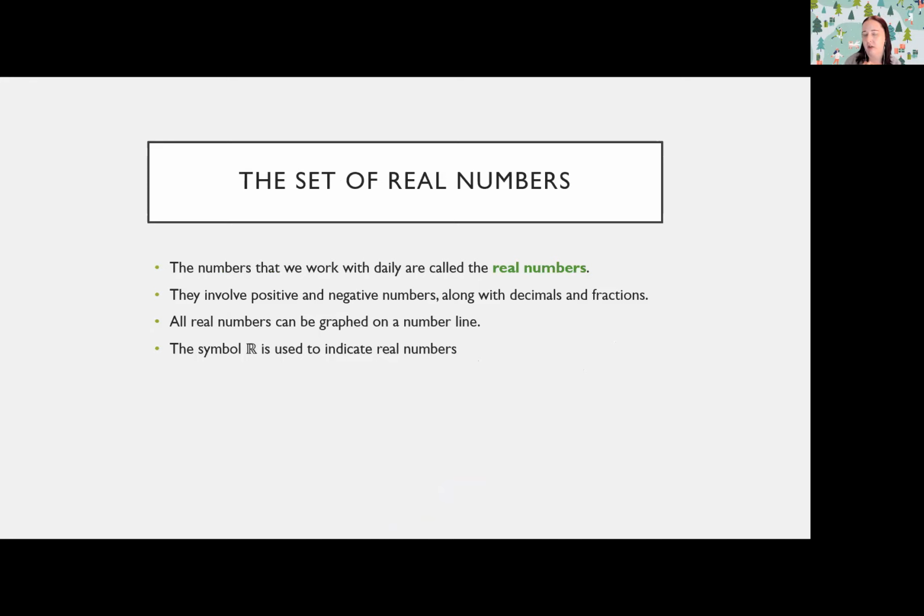That brings us to what we call the set of real numbers. We've just learned the definition of set, and now we're talking about real numbers. These are the numbers that we work with all the time. If it's a number, it's a real number. It includes the positive and negative numbers, and it also includes all decimals and fractions that we work with as well. So if you think of a number, it's a real number. These are all numbers that we can put on a number line. If you can graph it on a number line, it's a real number.